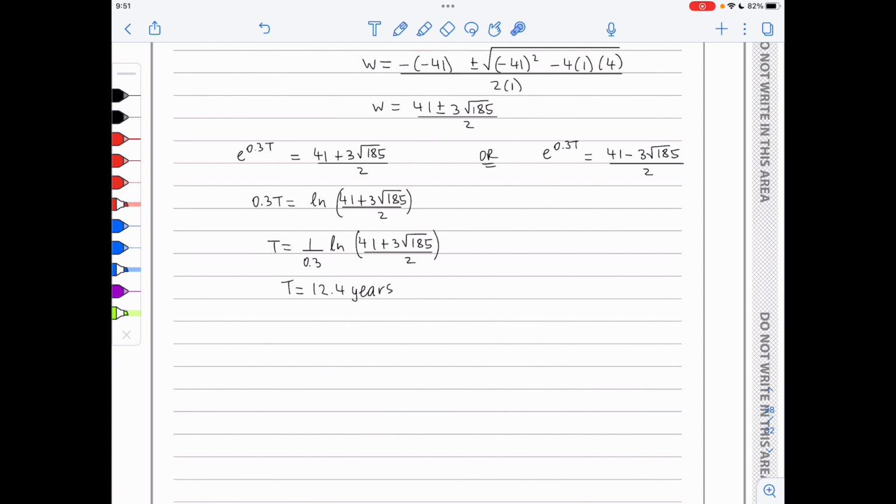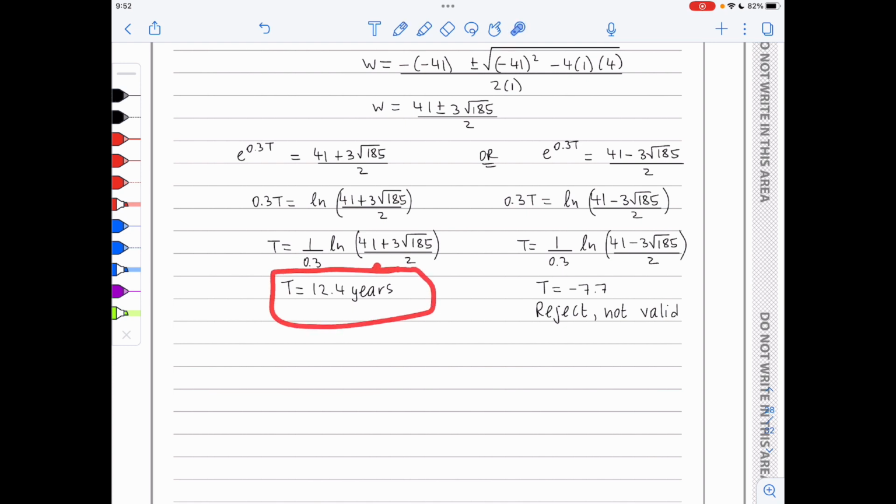I will also consider what happens on the right hand side here. So I take ln's, I get 0.3t is ln of (41 - 3√185)/2. I can divide by 0.3, t is 1/0.3 ln of (41 - 3√185)/2. And this gives an answer of t being -7.7, which is obviously rejected. It's not valid since t is time and has to be positive. So our final answer will be capital T is 12.4 years.